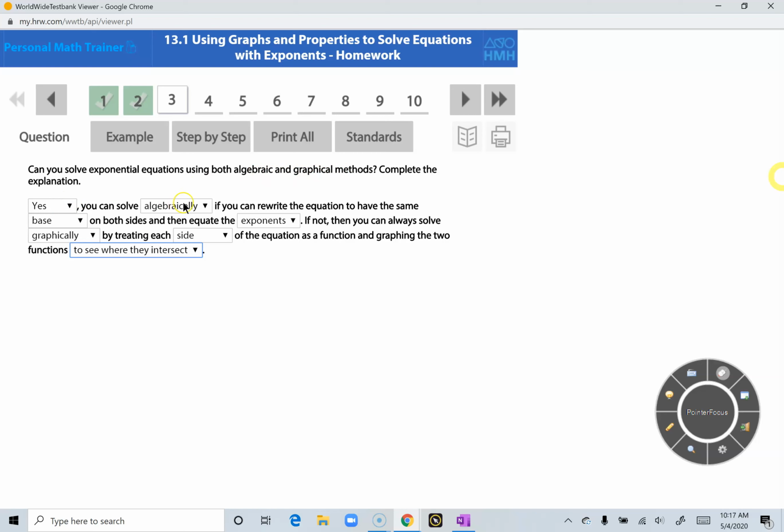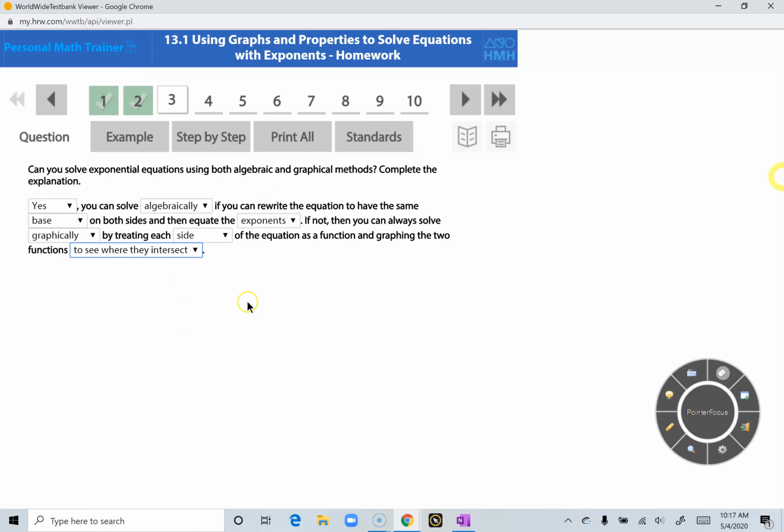Yes, you can solve algebraically if you can rewrite the equation to have the same base on both sides and then equate the exponents. If not, then you can always solve graphically by treating each side of the equation as a function and graphing the two functions to see where they intersect. Specifically, the x values of the point of intersection. Add that here, the x values of the point of intersection.